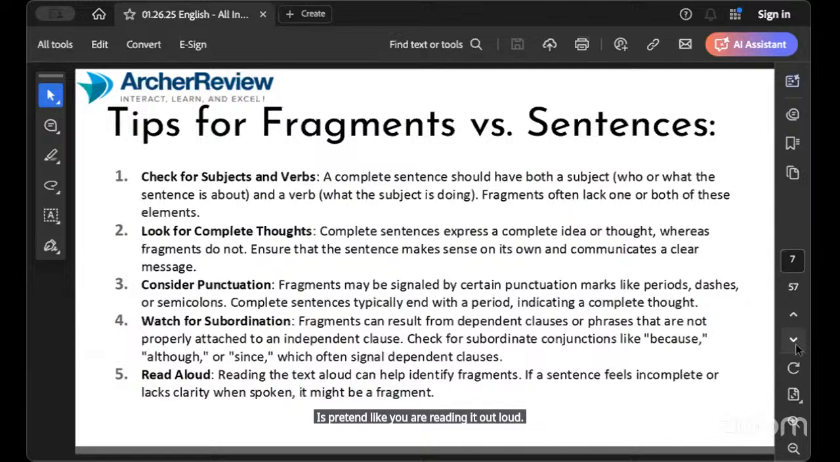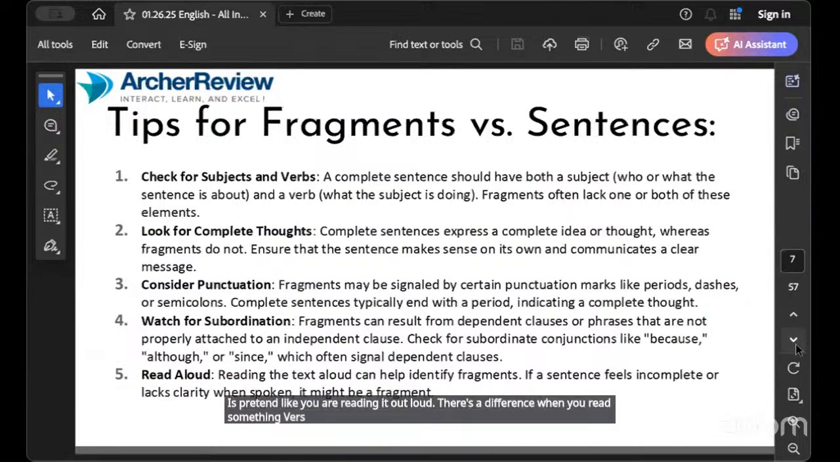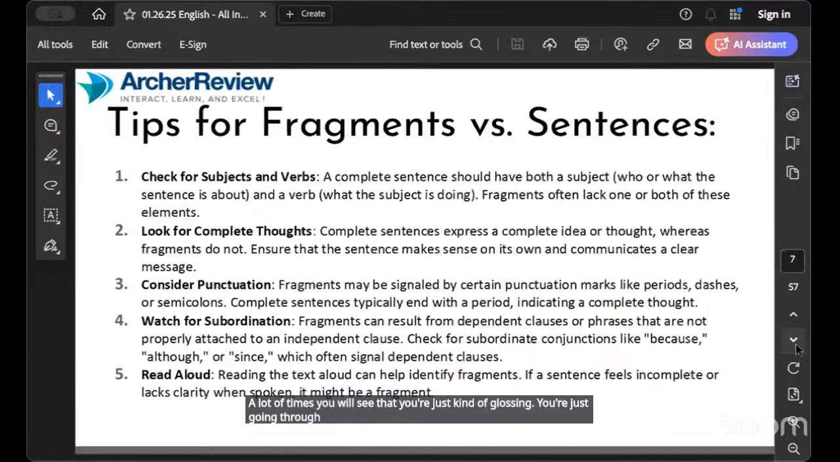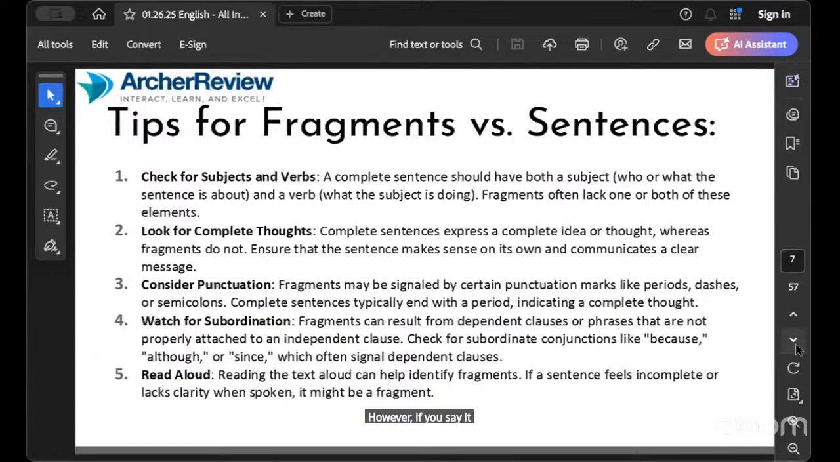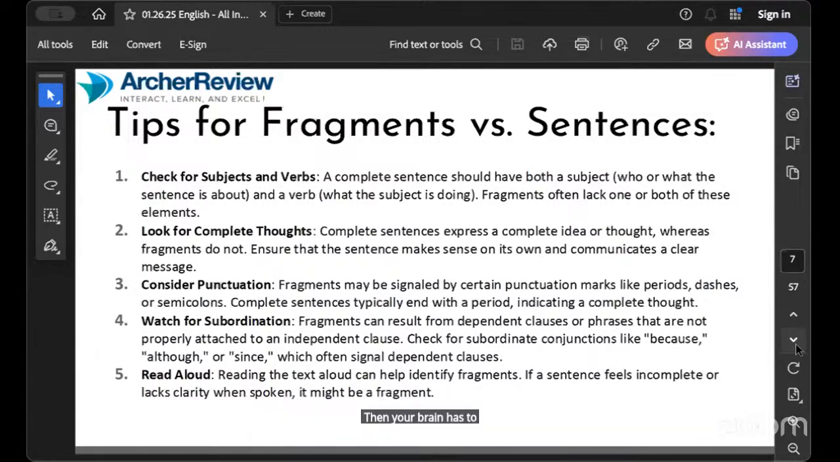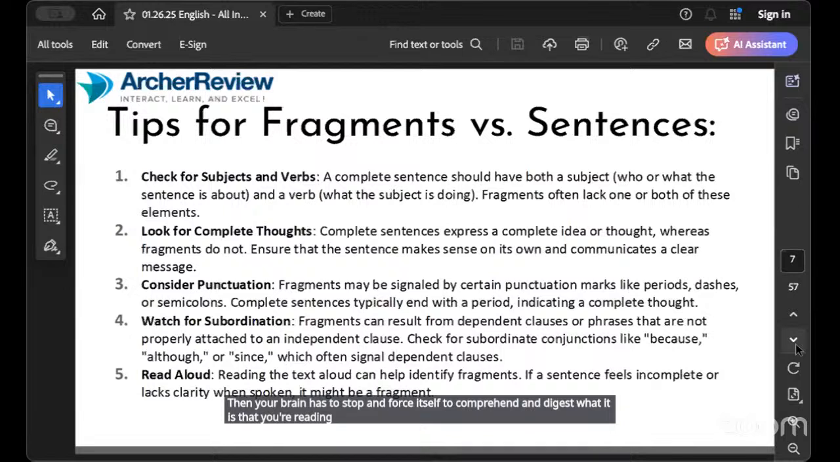There's a difference when you read something versus if you were to pretend you were saying it out loud. I know that sounds a little weird, but try it. Because again, when you read something just to read it, a lot of times you're just kind of glossing, going through the motions, not fully processing what you're saying. However, if you say it out loud, or pretend like you're saying it out loud, then your brain has to stop and force itself to comprehend and digest what it is that you're reading. So a lot of times that will help students, by either reading it out loud or pretending to read it out loud, in order to determine, does it have that complete thought?